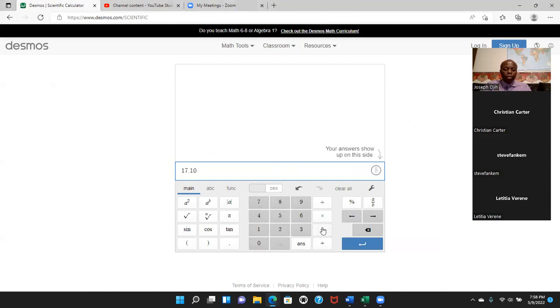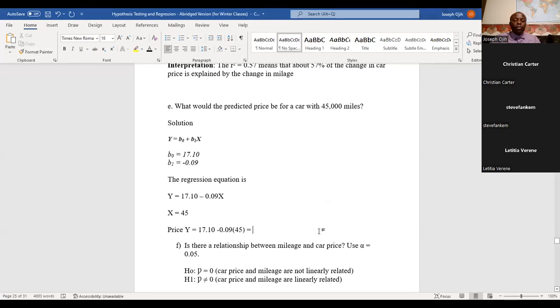So we have 17.10 minus 0.09 times 45. That'll give us 13.05. So I'm going to put it in as 13.05, which means 13,000 and 50 dollars.